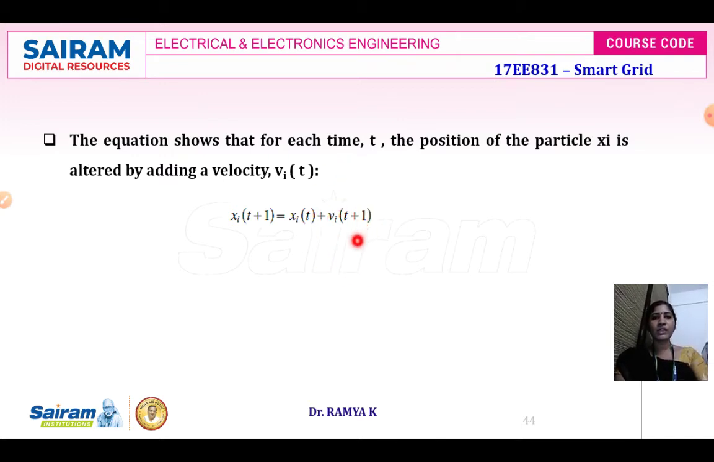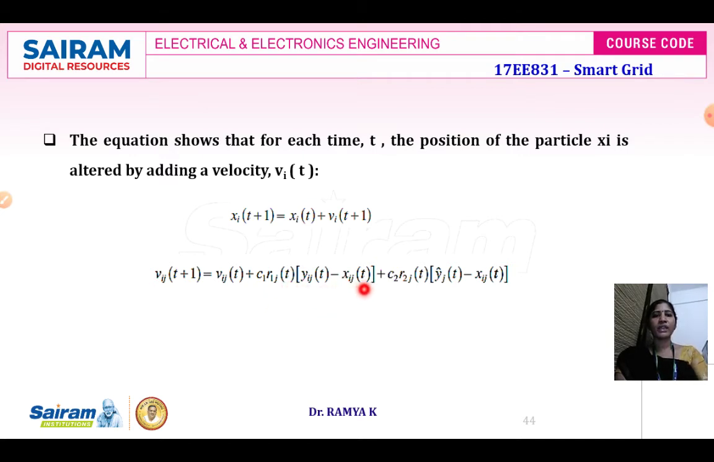Here the velocity will adjust the particle based on both the particle and its neighbors within the swarm, which is again calculated as v_ij(t+1) is equal to v_ij(t) plus C1 r1j(t) into [y_ij(t) minus x_ij(t)] plus C2 r2j(t) into [ŷ_j(t) minus x_ij(t)]. So here v_ij(t) is nothing but the velocity of the particle in dimension j, where j ranges from 1 to n.